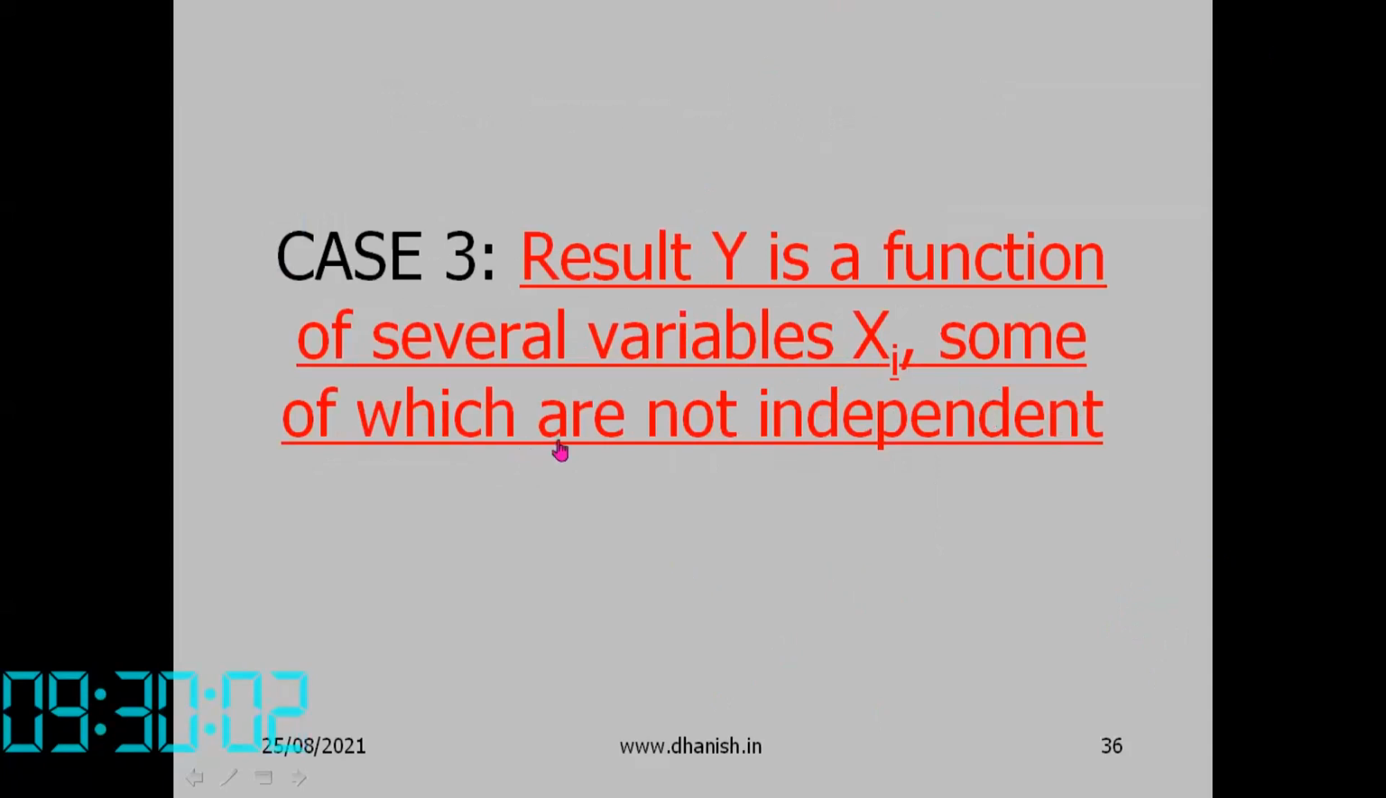Variables xi, some of which are not independent. So far we assumed that all the variables are independent. So you should recollect your probability theory. What do you mean by independent variables? If the effect of one variable has no effect on the other variable, we say that they are independent. Now we'll consider the case where two variables are not independent.